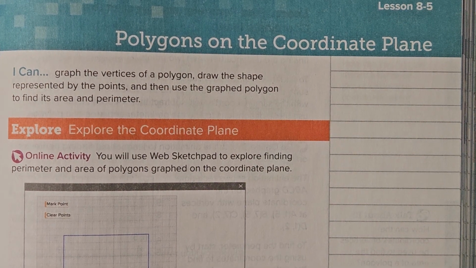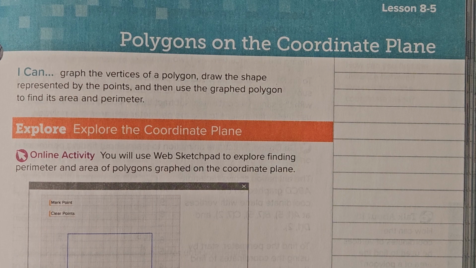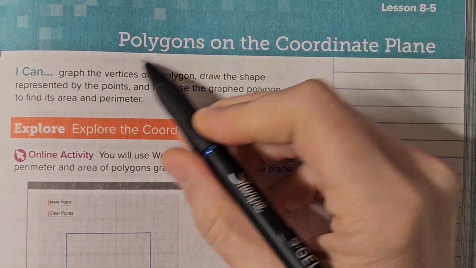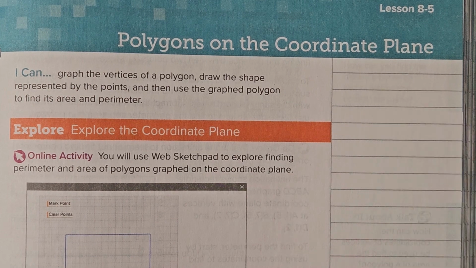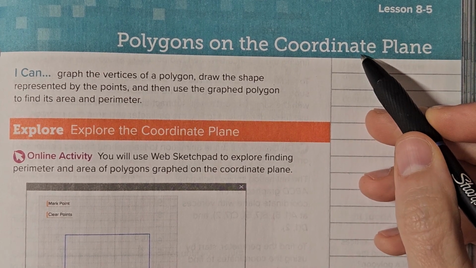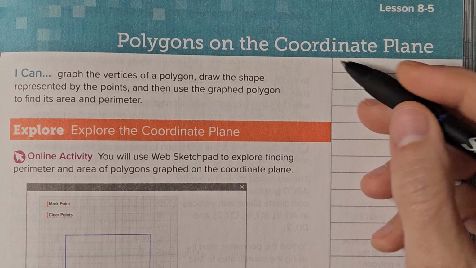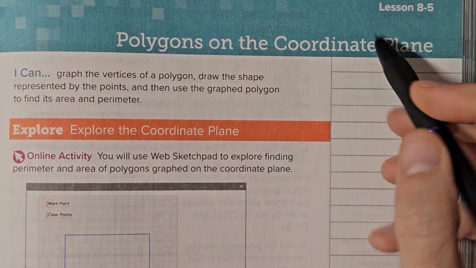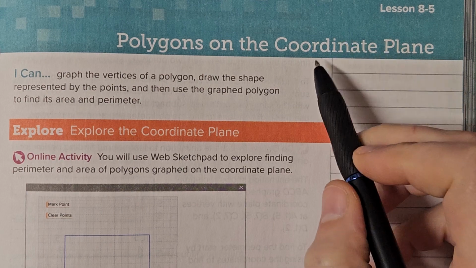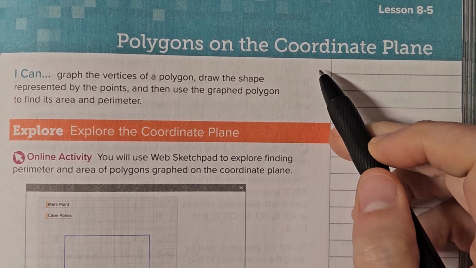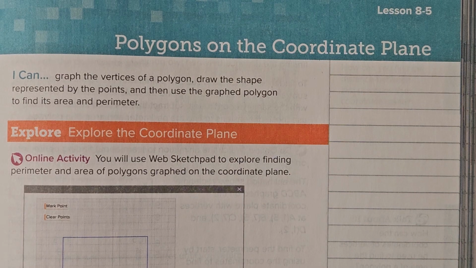Good morning. Polygons on the coordinate plane. Remember the other day we learned a polygon is a many-sided figure. It has straight sides, and we've already had lessons on the coordinate plane. So we're just going to use the coordinate plane as sort of a skill you're going to need as you get older. But we're going to use the coordinate plane today to get the lengths of sides that we need in order to figure out perimeter and area of polygons.